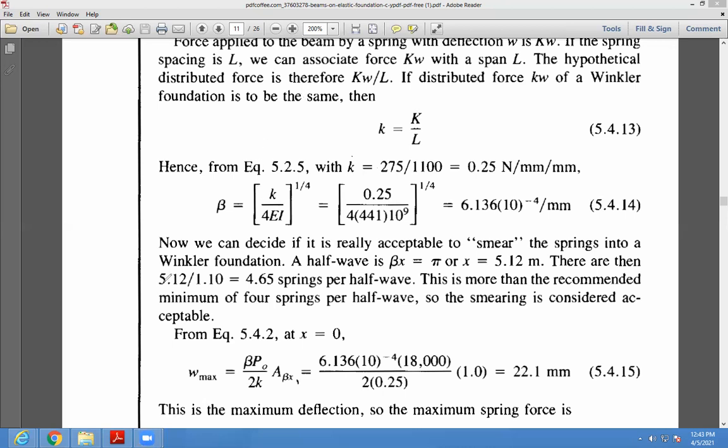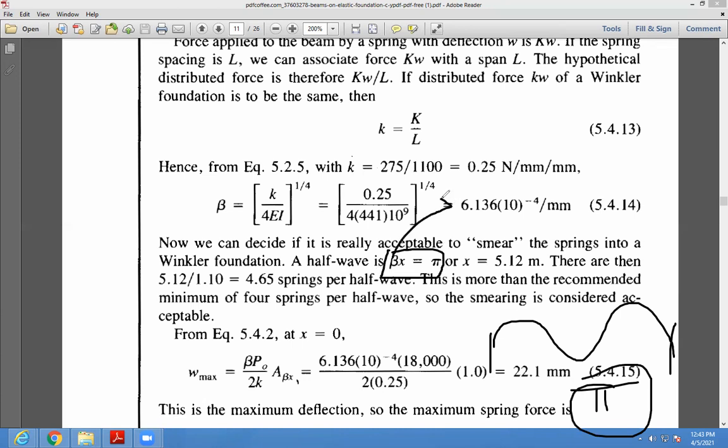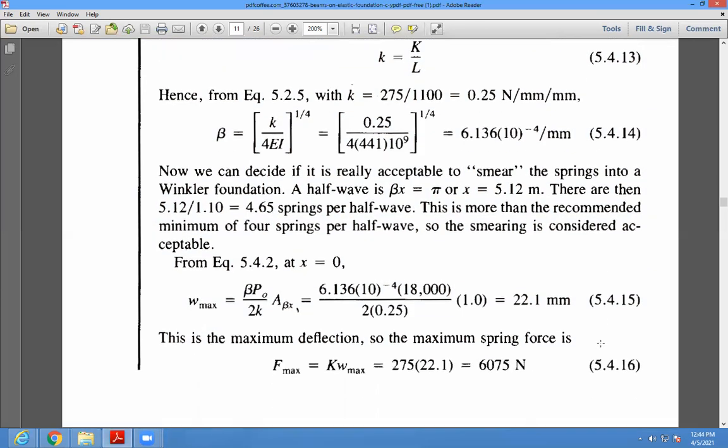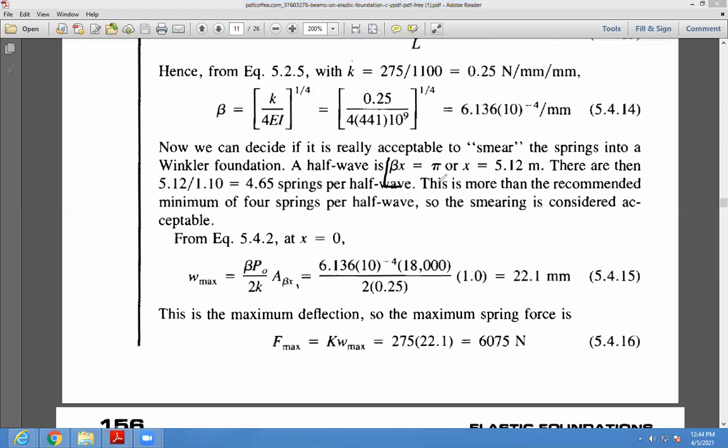Now, as per the table and as per Winkler's theory, the sinusoidal wave is considered as a pi. So now we have to consider the value of beta x equal to pi. Beta value is known to you; from that we find the value of x. As per Winkler's foundation theory, for half wave, beta x equal to pi.